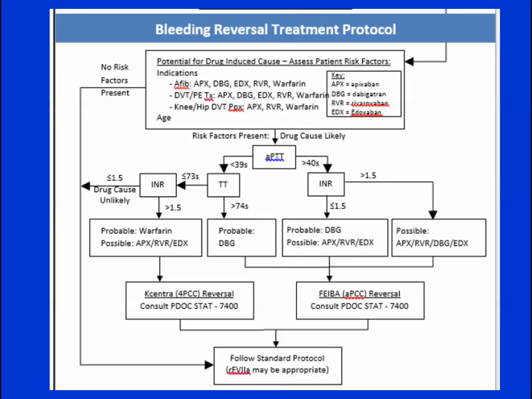This algorithm shows the risk factors that would lead a patient to be on these drugs, and how to guess the cause, starting with the PTT, the thrombin time, the INR, and reaching a conclusion about the probable cause and the therapy to use.